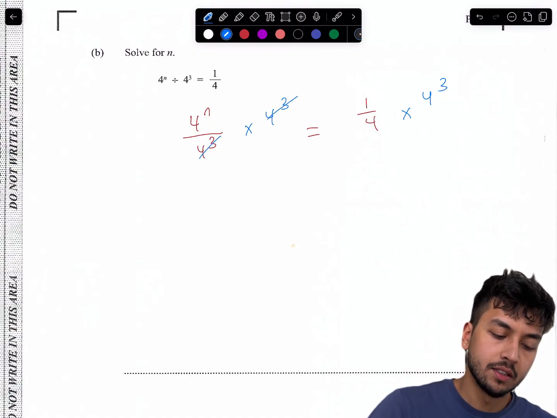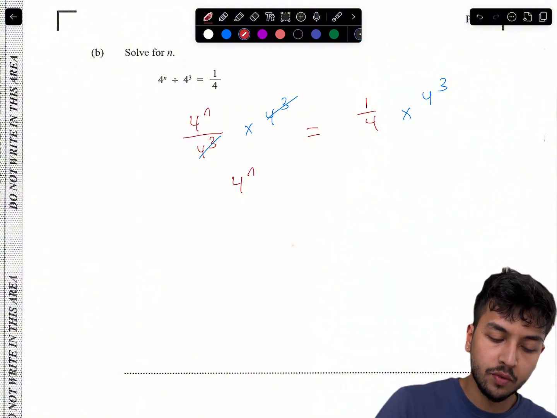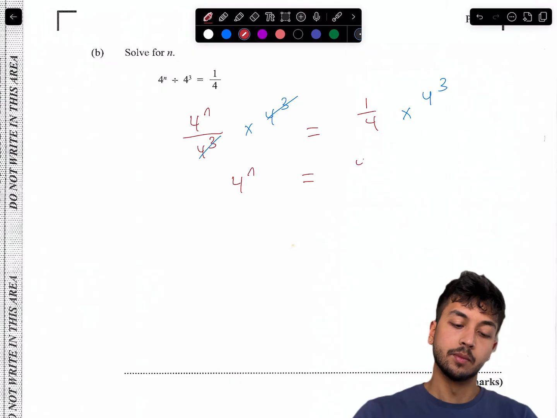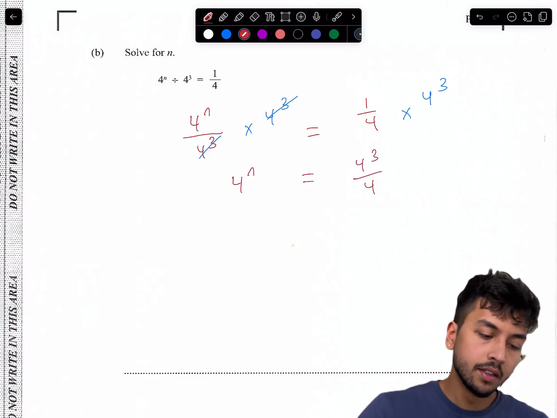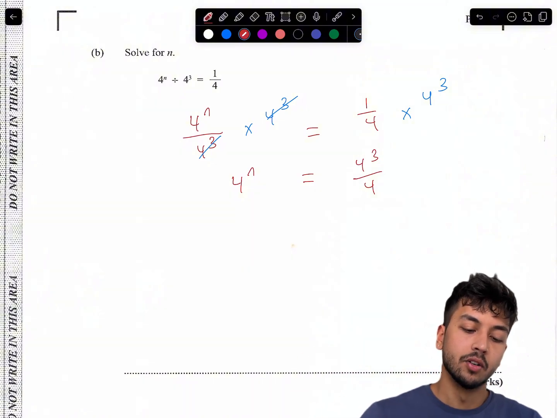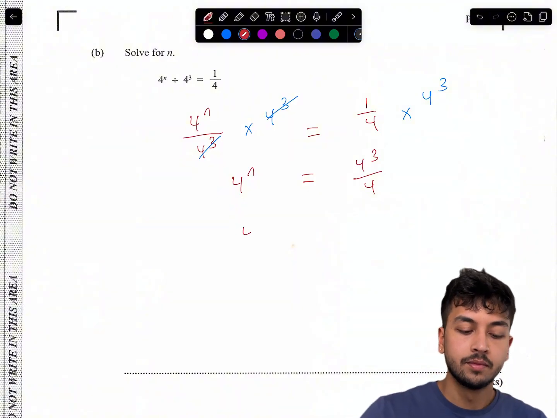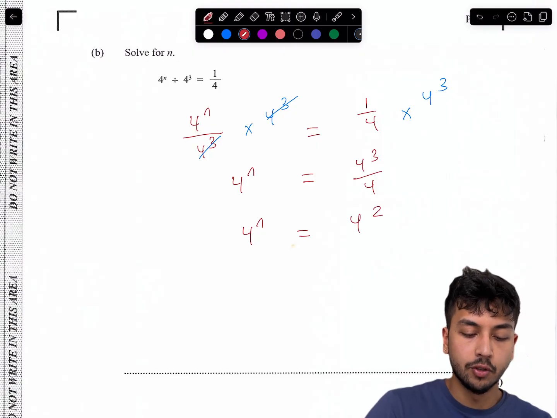So this will cancel over here. And so this will become just 4 to the power of n is equal to, and on the right side, it'll become 4 to the power of 3 over 4. However you want to think about this, you could use the rules of indices, or just recognize that 4 to the power of 3 is 4 by 4 by 4. So 4 to the power of 3 divided by 4 would be just 4 by 4. So 4 to the n will simplify to 4 squared.